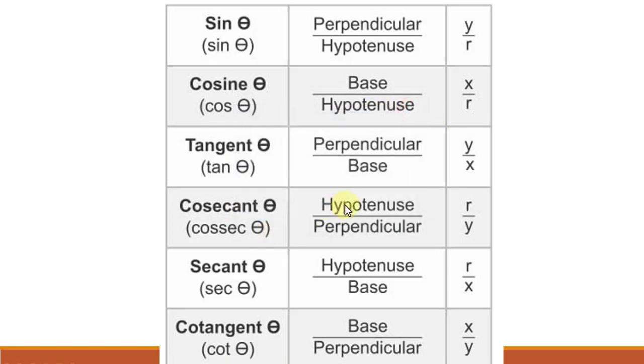hypotenuse by perpendicular. You can see sine theta and cosec theta are reciprocal of each other. Next, secant is equal to hypotenuse by base. So cos theta and sec theta are reciprocal of each other. Cotangent equal to base by perpendicular. So tan theta and cot theta are reciprocal of each other. Please note down this.